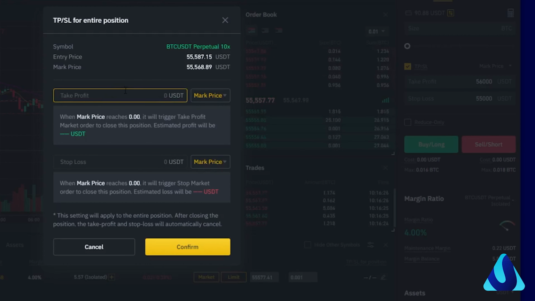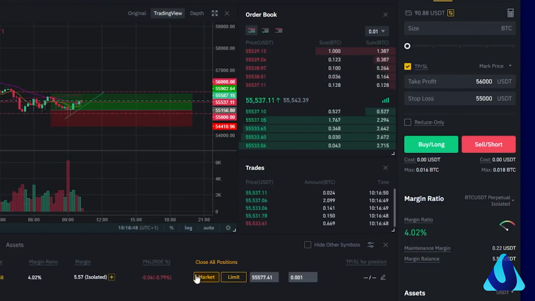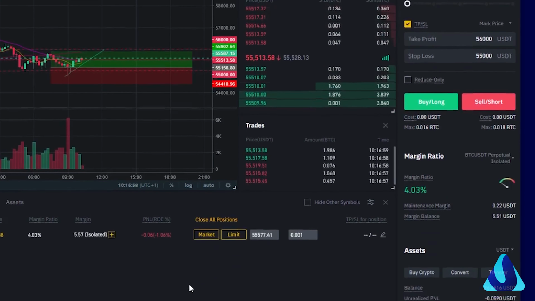What this allows you to do is kind of look at what you would make both ways. So I said 56,000, I'm going to make 41 cents, but this is a small trade, so that would show depending on your current order size. And then 55 is my stop, so 59 cents. So that's my profit and that's my loss, and that's how that works. Obviously you have to make sure you take into account fees. So when you run a market order, you will be paying more fees than if you place a limit order, so keep that in mind when you're trading as well.